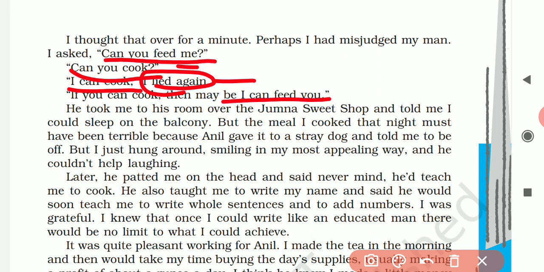condition of their friendship. Anil keeps a condition, and I think the young boy is ready to get into this condition. He's ready to get into this agreement.